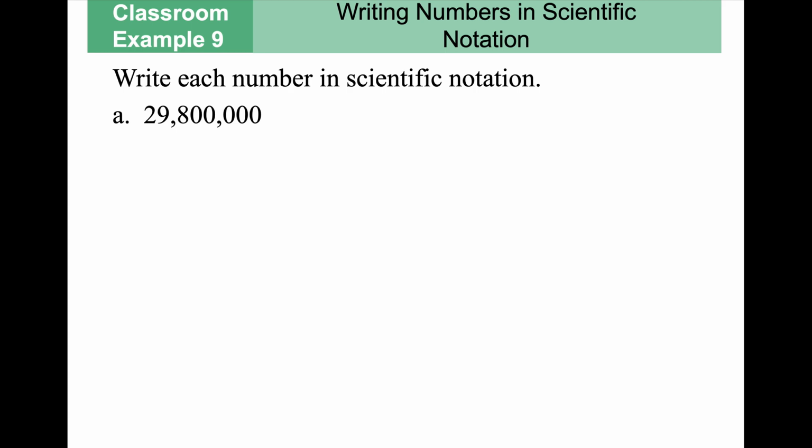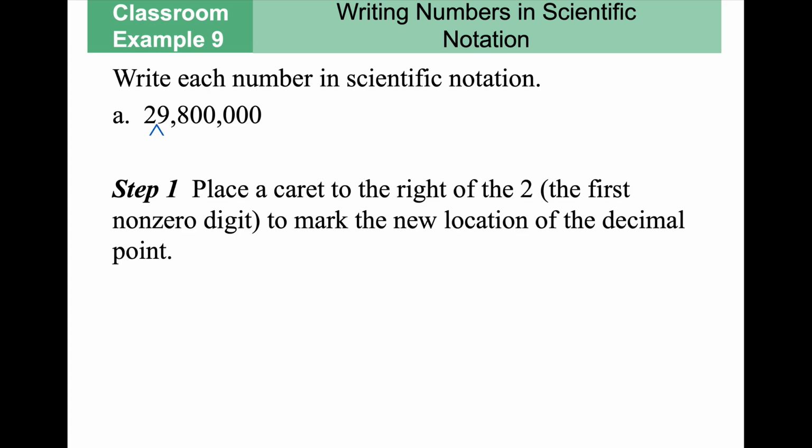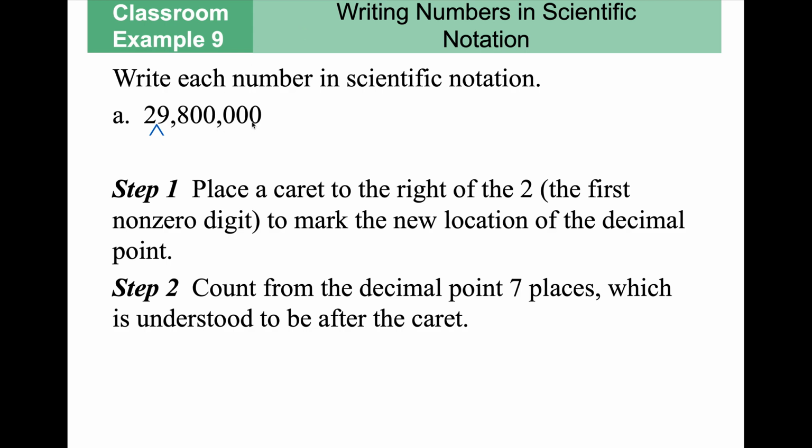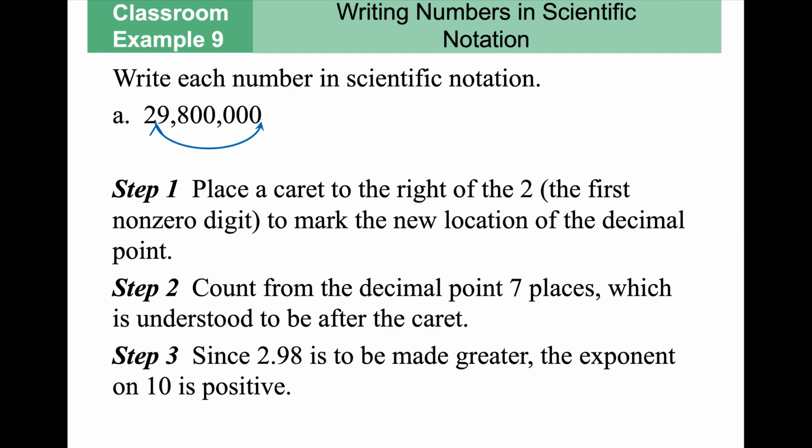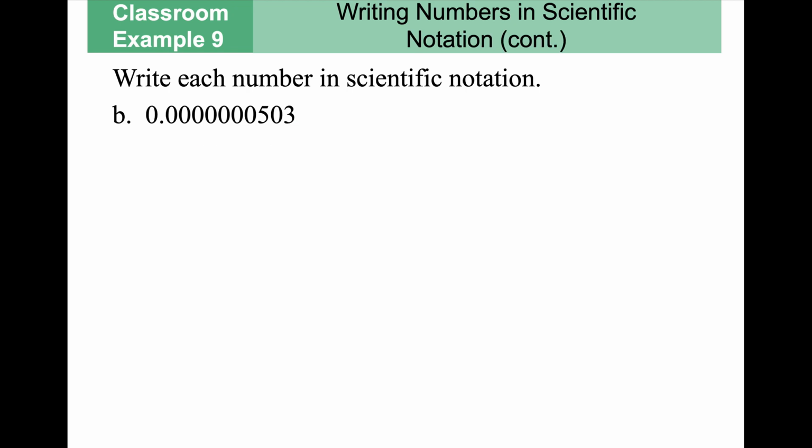So let's look at how to do this. In the example given, we need to place that caret directly after the 2. Then we count from the existing decimal place, which is right where my arrow is, over to the caret: 1, 2, 3, 4, 5, 6, 7. So there are 7 digits. It's going to be positive because I moved it over to the left, and it's going to be 2.98 times 10 to the 7. We do not typically write the zeros in scientific notation. We're only concerned about the non-zero digits behind the decimal place.